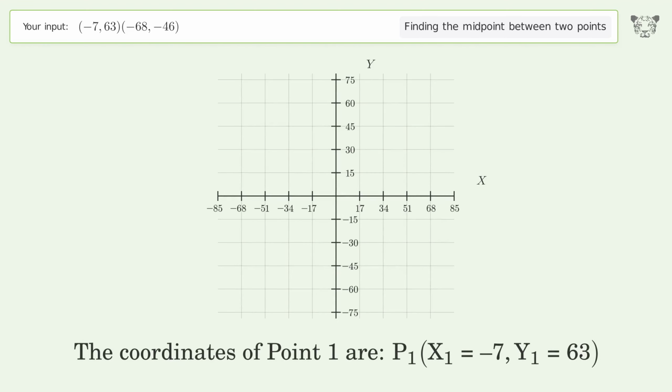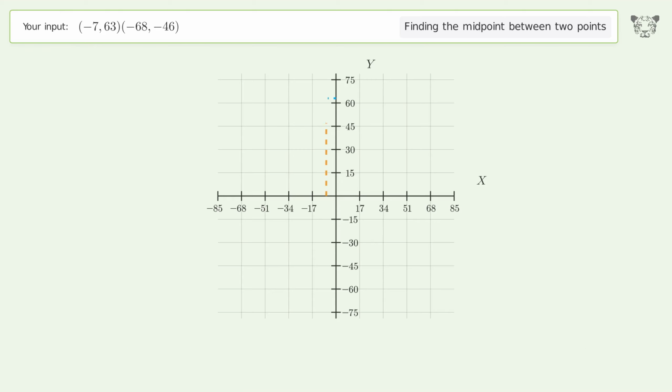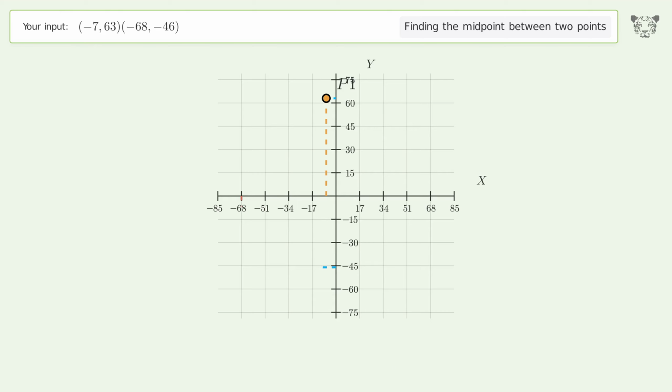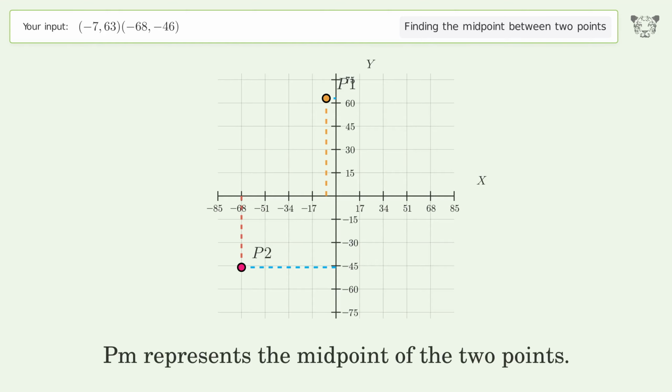The coordinates of point 1 are, x1 equals negative 7, y1 equals 63. The coordinates of point 2 are, x2 equals negative 68, y2 equals negative 46. PM represents the midpoint of the 2 points.